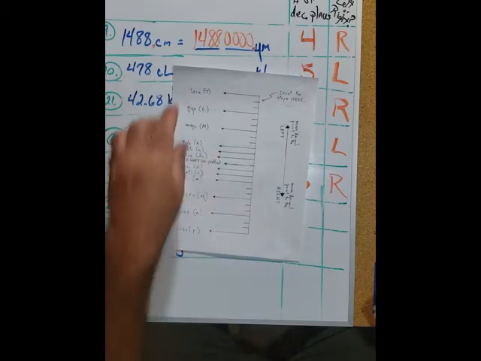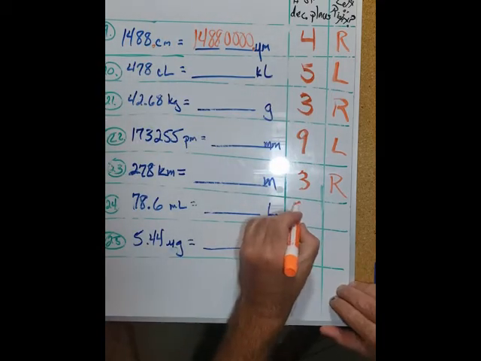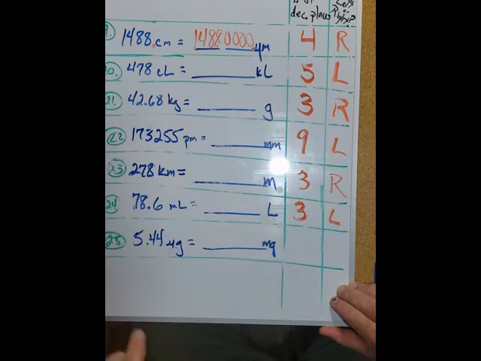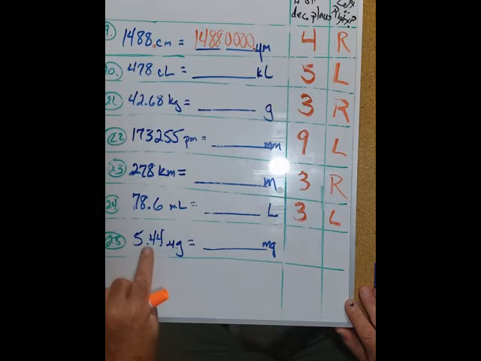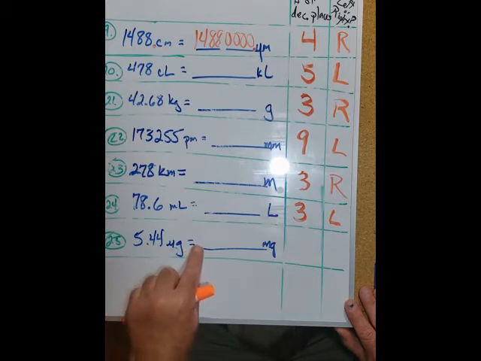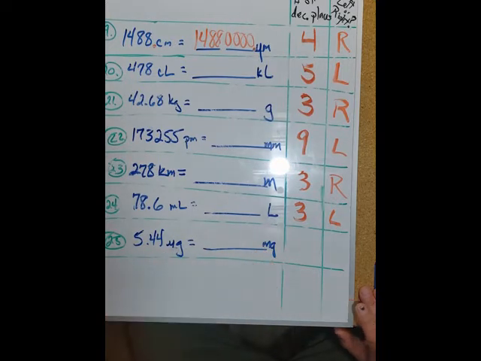Milli to base unit is 3 going up, so that's 3 to the left. And the last one here is 5.44 mu g. Mu is micro, g is grams, micrograms. 5.44 micrograms. And we want to convert that to milligrams.